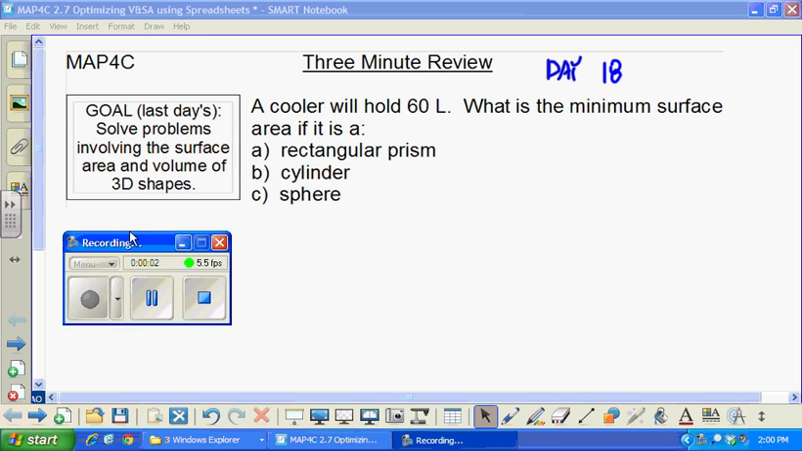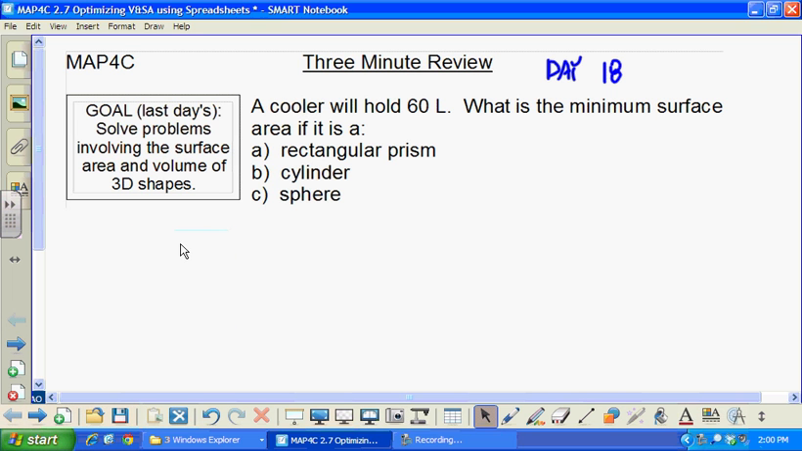Alright, this is MAP4C day 18. This video has a long 3-minute review, which hopefully you don't even need because you just get the answers, and a short lesson. The short lesson is essentially just me setting you up with spreadsheets again. So let's get into it.